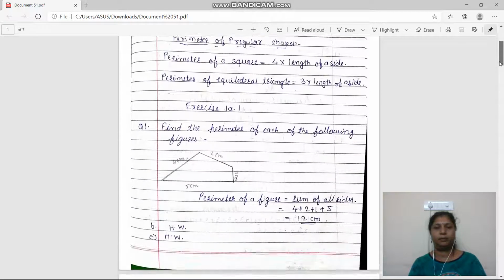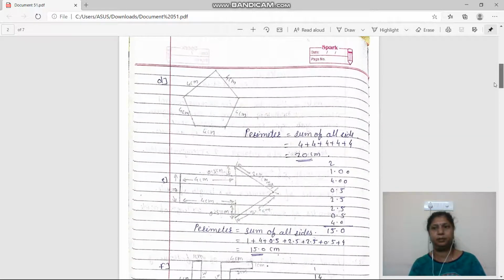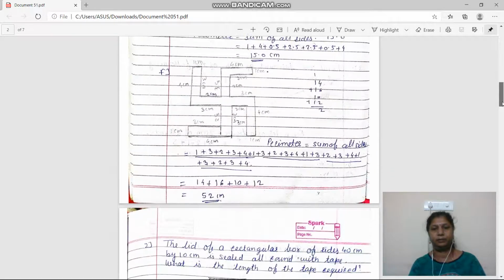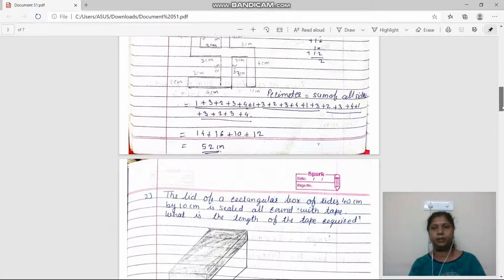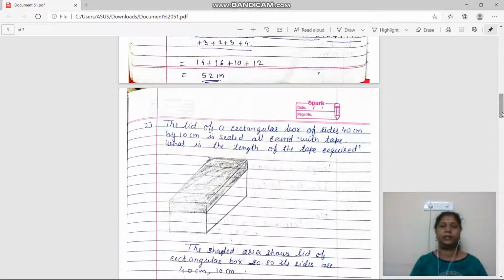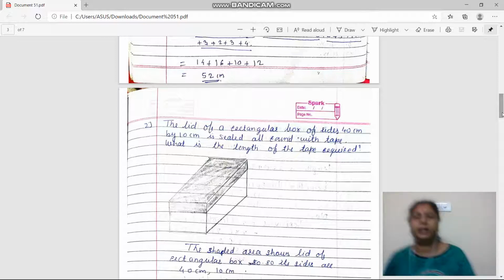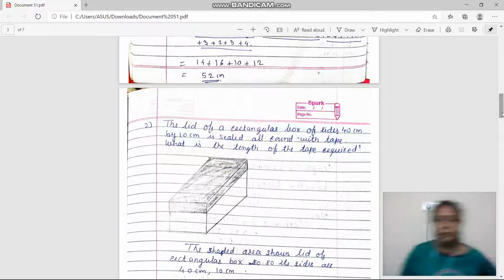In 10.1 we have solved all these examples up to this one, right? So today we will start question 2. These are some story sums, okay? Just like story sums. No bother, it's so easy. If we understand what is being asked and what things are given, then it is easy to solve. So let's start. The lid of a rectangular box of sides 40 cm by 10 cm is sealed all round with tape. What is the length of tape required?